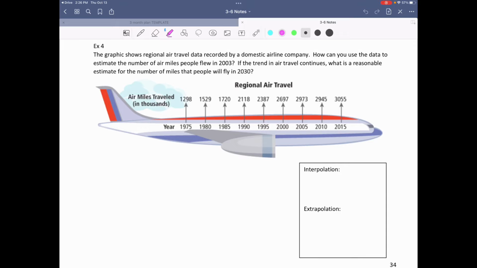We have example 4 here, and the graphic shows regional air travel data recorded by a domestic airline company. How can you use the data to estimate the number of air miles people flew in 2003? If the trend in air travel continues, what is a reasonable estimate for the number of miles that people will fly in 2030? So let's look at these years, and we're going to say that year 1975 is year 0.